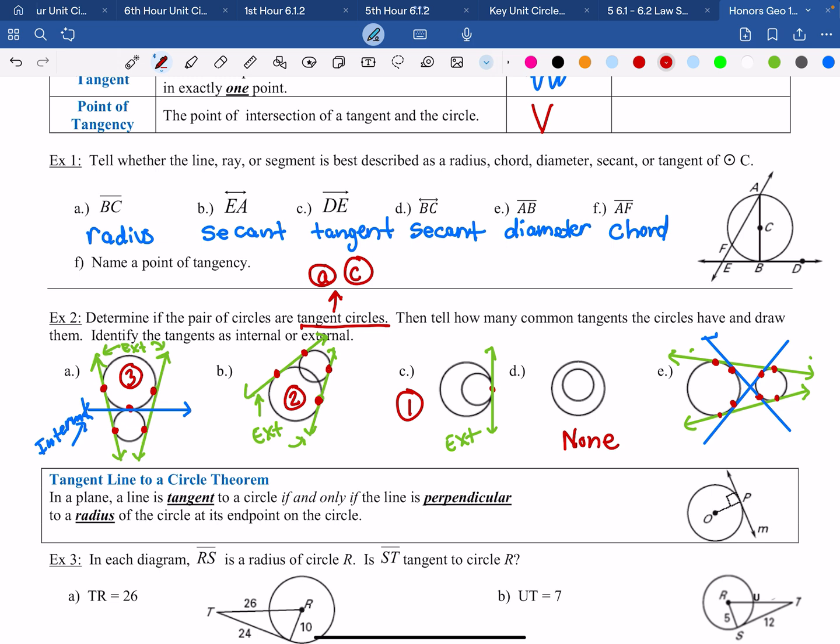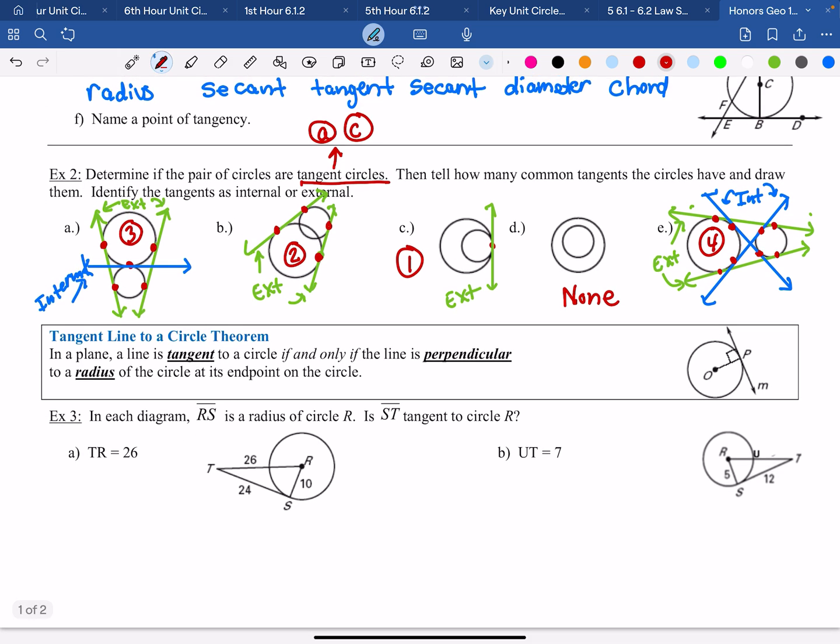Wish I could see your hands right now. All right, so what we have is a total of 4 common tangents. And as you can see, the internal ones are in blue, and the external are what we see in green. So this one has a grand total of 4. Okay, yay. All right, now to the good stuff.